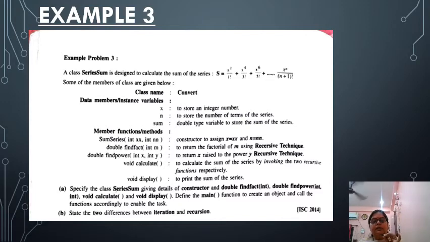Here at the last, the difference between iteration and recursion has been given. This is a board program of ISC 2014. It has come in this. The program is easy. In this you have to find out the factorial and power. Okay, in this, factorial and power you have to find out. See how you are going to calculate.